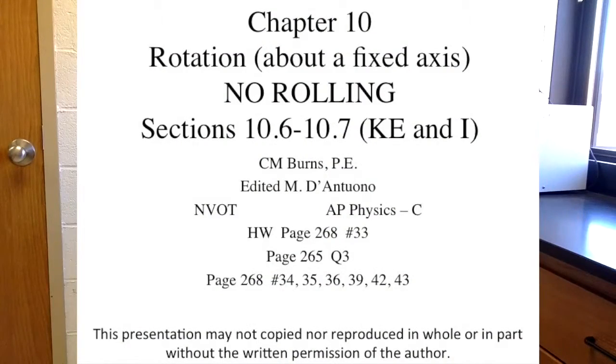This is chapter 10.6, 10.7, the first part. So we're going to split this lesson into two parts and start with kinetic energy of rotation. If we have something rotating, we can think of it as each part of that thing going around. So what would the kinetic energy be of each individual part?